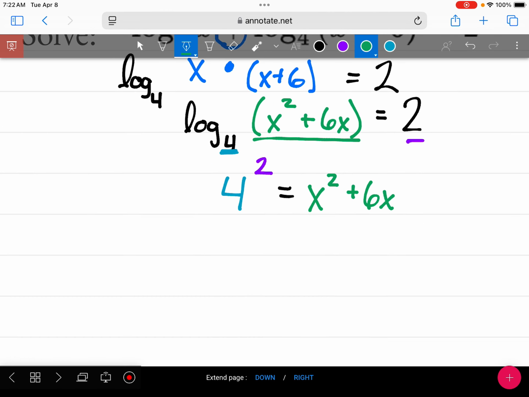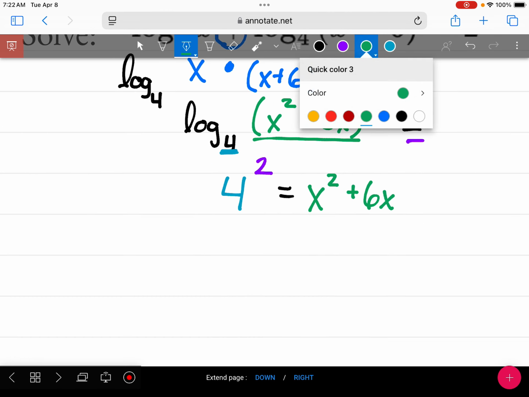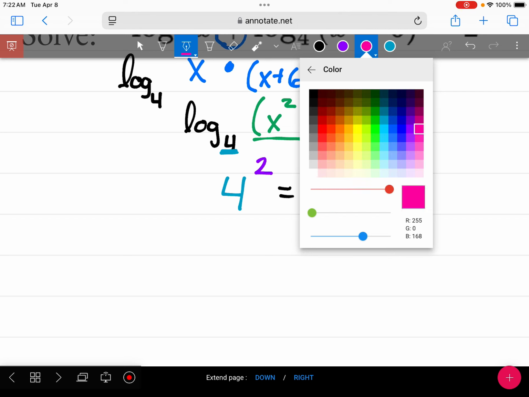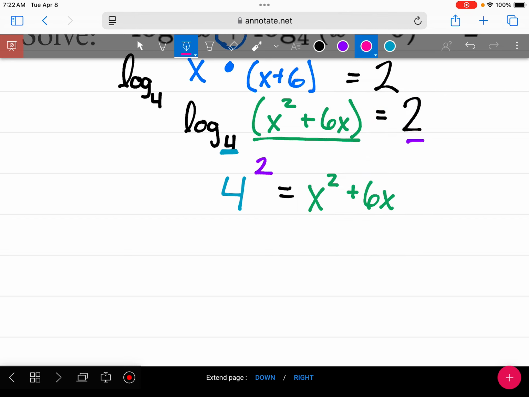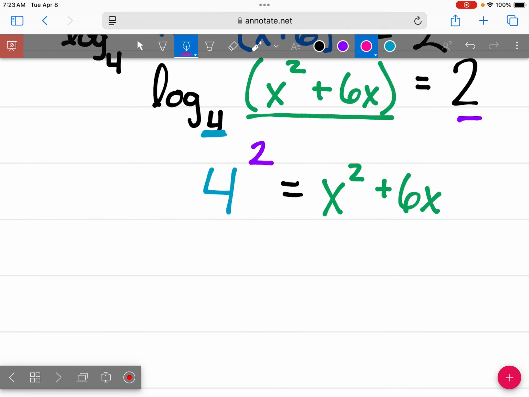Where can we go from here? If we had a perfect square over here, we could do that. But this x, there's a wrench in that. So excellent idea, but it just doesn't work in this particular case. Do 4 to the power of 2. 4 squared is going to give us 16 equals x squared plus 6x. That came from this guy.